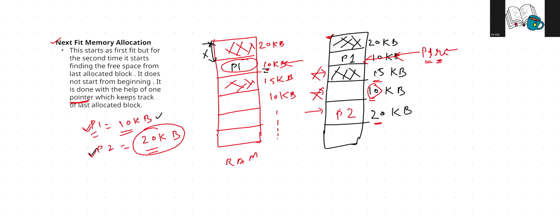The benefit of using the next fit memory allocation method is that you need not start scanning from the first address in your RAM every time. This way you can save a little bit of time. So that is all about memory allocation in the contiguous fashion. I hope you are able to understand it.